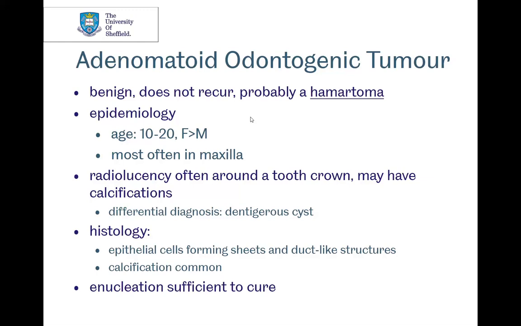And how they present, very often incidentally, with the fact that the canine hasn't erupted, there tends to be a radiolucency around the tooth crown, and then if you look carefully, you might find that there are small calcifications. The differential diagnosis in almost every case would be of a dentigerous cyst because it has the same overall appearance on radiology apart from the calcifications. The histology I'm going to show you, and the fact that it's enucleated seems to cure it. They don't tend to recur at all, points to it being a hamartoma.